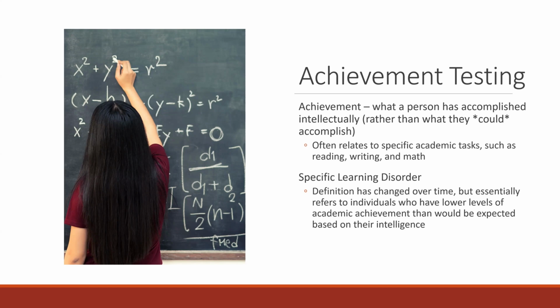So if somebody is, let's say, average in their scores on an intelligence test, but then they're performing way below grade level, we can say it's not due to their capabilities because the intelligence test is telling us that compared to same age peers, they should be functioning on average. But their achievement, their academic abilities are below what would be expected. And this can help in determining whether somebody has a learning disorder.